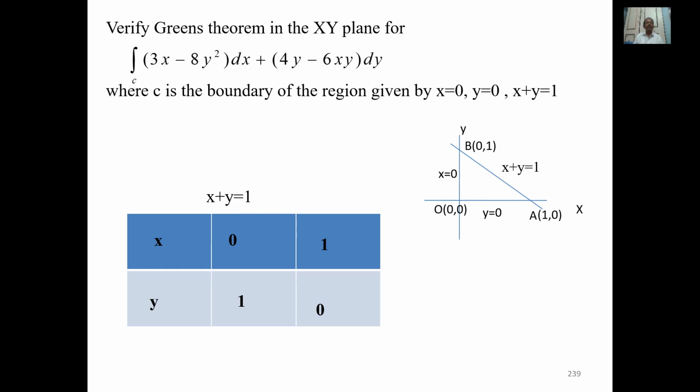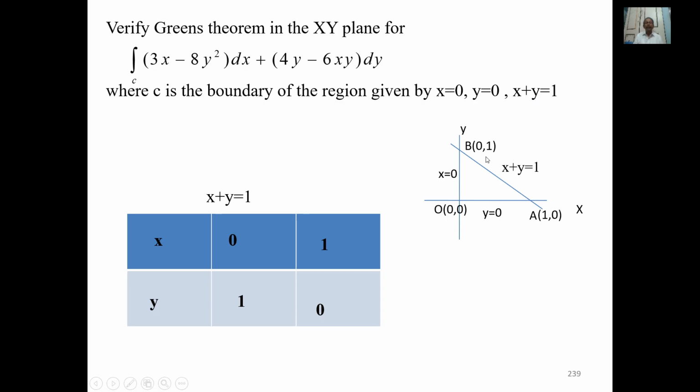Verify Green's theorem in the xy plane for the line integral of (3x minus 8y squared) dx plus (4y minus 6xy) dy, where C is the boundary of the region given by x equal to 0, y equal to 0, and the line x plus y equal to 1.